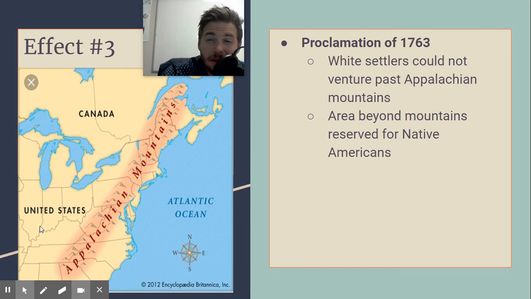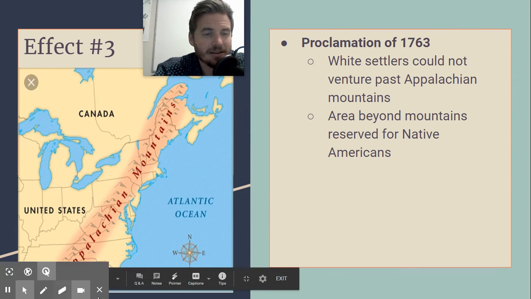So this is essentially in response to Pontiac's War and some of the quarrels that the British had with the natives. If they can just stay out of each other's way, maybe this will be better for everybody. The British don't want conflict. They just fought a war. They don't want to have to fight another one. So this is done to keep peace, but also just to prevent any future conflict and warfare. Okay, let's check out effect 4.